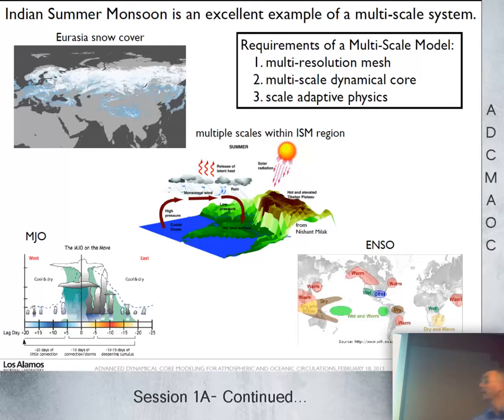And then finally, we need scale-adaptive physics. Because in the situation I outlined here, possibly we could run without a convective parameterization in the Indian monsoon region, but clearly we would need that convective parameterization through the rest of the tropics and possibly for part of the MJO. And so we need a scale-adaptive cumulus parameterization that knows when to turn itself off and when to turn itself on.